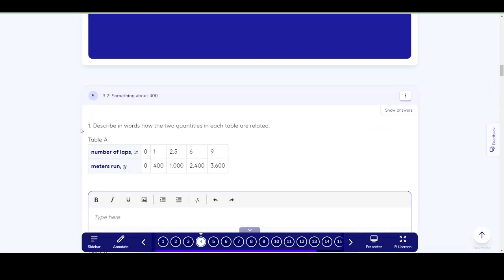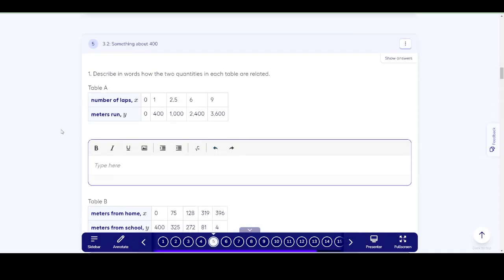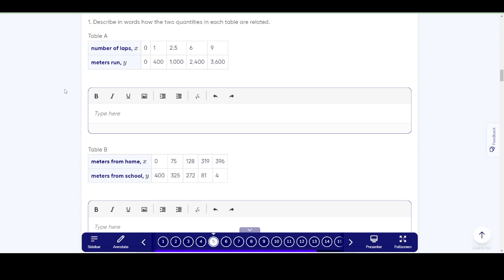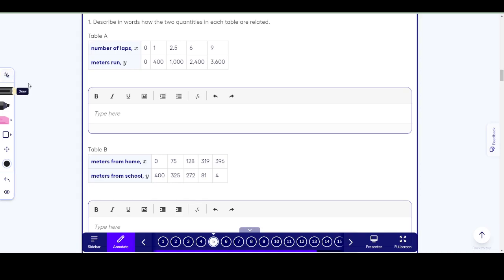Okay, so something about 400. Okay, we're going to look at something about 400. Describe in words how two quantities in each table are related. We are going to talk about how each table is going to be related. So let's take a look at the first thing. I can annotate here and everything like that. So let's take a look at the first problem right here. I am going to do black. Make sure that that's black right here. So we can take a look and see what happens here. Oh, so we're going to take a look, see what happens.